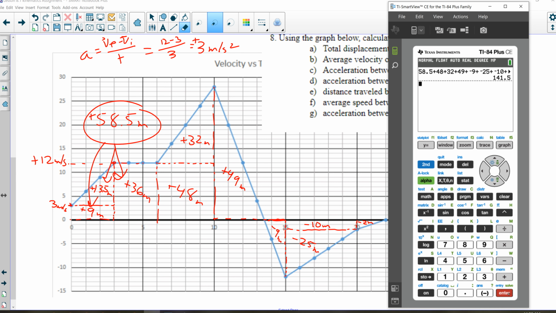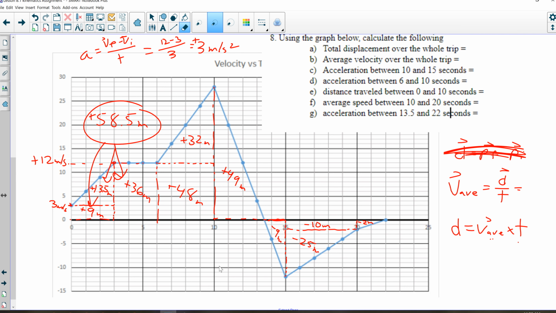Okay, so the total displacement over the entire trip is positive 141.5 meters. Okay, that makes sense. This object was going forwards a lot more than it was going backwards on that graph, so it should end up ahead of where it started.